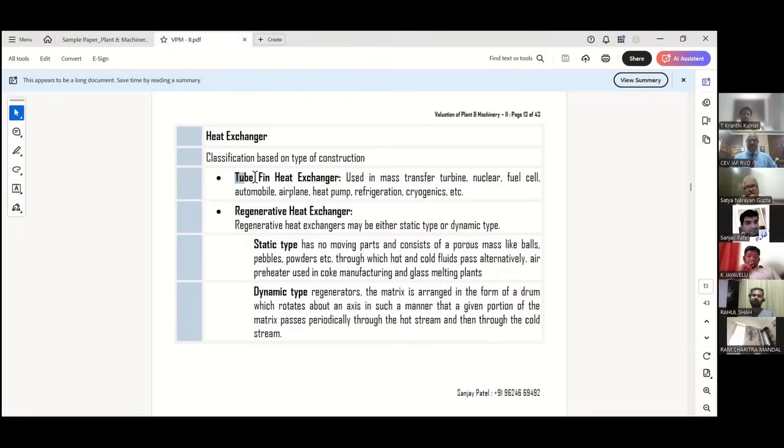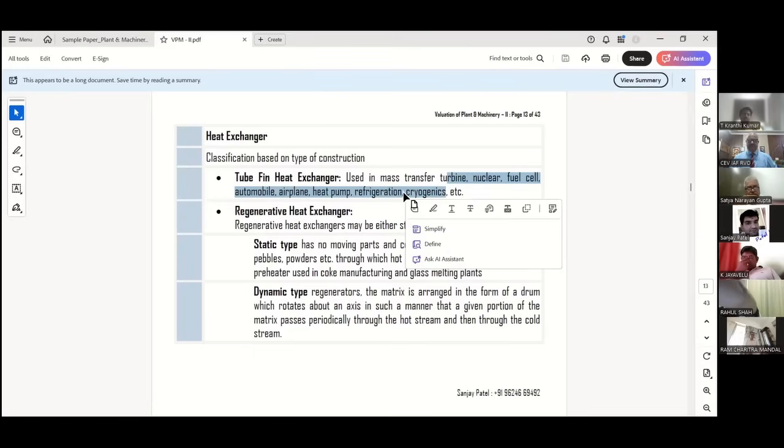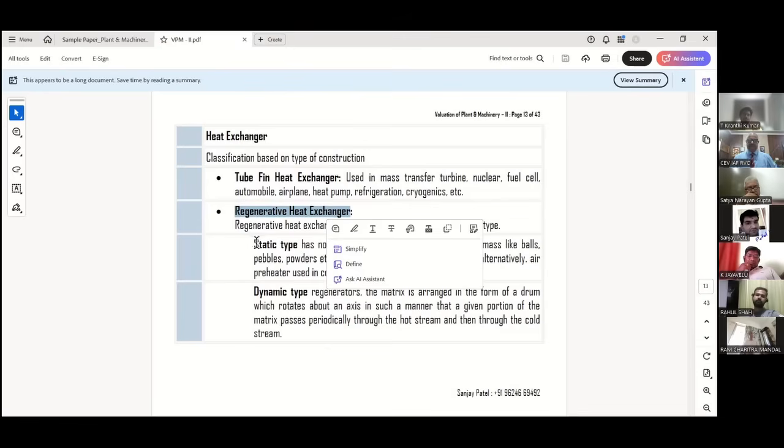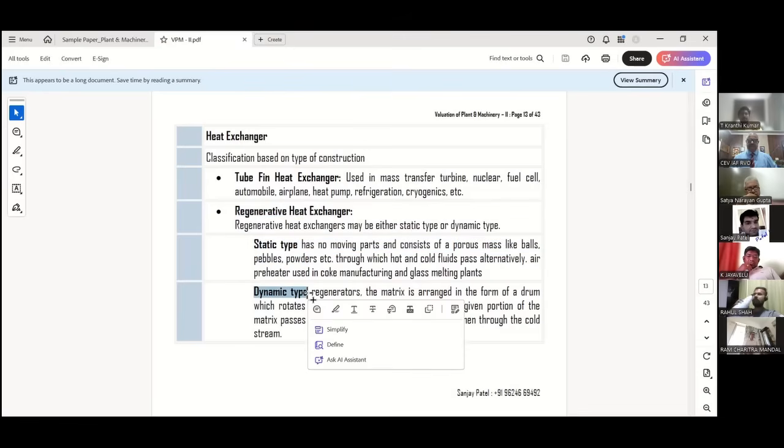Then the tube fin heat exchanger. Normally when a lot of heat is required to be absorbed or transferred, there the tube fin is used, just like in a turbine, nuclear fuel cell, our automobiles, planes, refrigeration, cryogenics. Then regenerative heat exchanger, again static type heat exchanger and dynamic type. Static means which remains at one place only. Dynamic heat exchanger means which moves with the movement of the fluid.